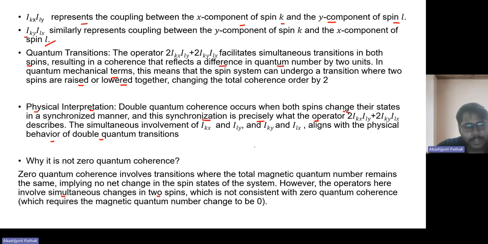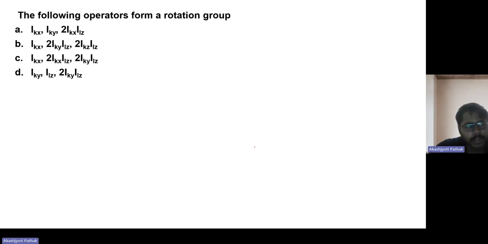So this is the concept. Now we'll move on to the next question. The next question is: the following operators form a rotation group.